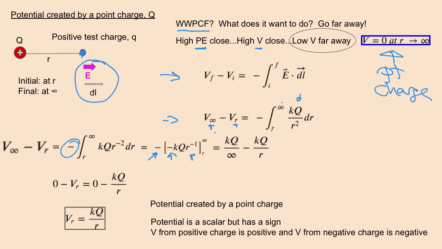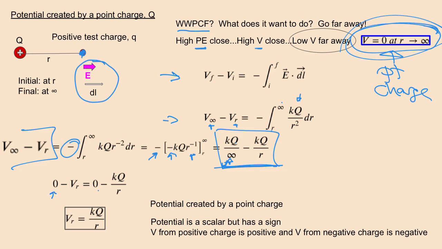So now we have this side and this side. 0 is where we've defined our V equals 0 at R equals infinity. So that's why this first term is 0 minus V sub R, equals, and then on this right-hand side, something over infinity is 0. This is why we have this definition. And so here we are. The potential created by a point charge is KQ over R.